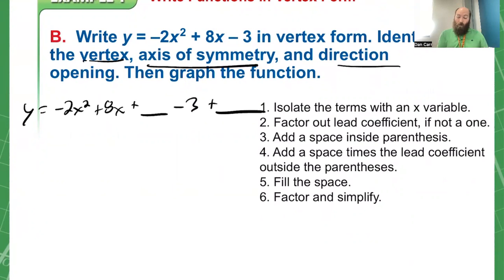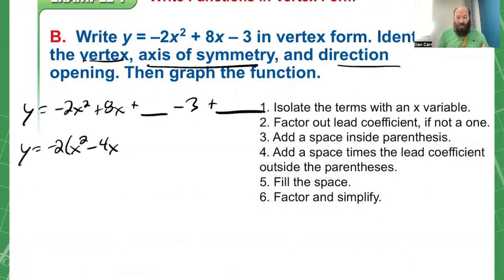From these two terms, I want to factor out the leading coefficient. Instead of dividing out the leading coefficient, we're going to factor it to the front. So it looks like this: -2 times x squared. Then I'm going to take out a -2 from 8. It's going to give me a -4x.